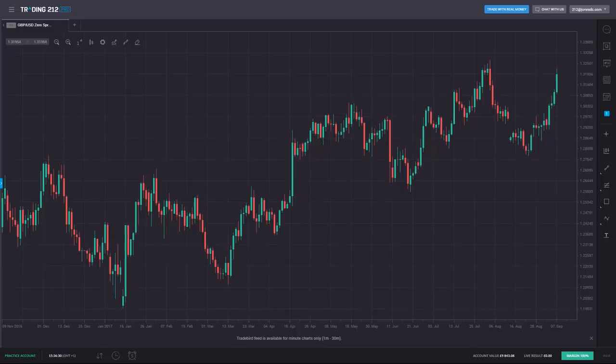So if we're looking here, in this example, pound US dollar, we can see at the beginning of 2017, so January 2017, £1 would buy you around about $1.22. At the beginning of September, the pound had risen in value, and £1 would buy you $1 and almost 32 cents. So when we're looking at Forex pairs, foreign exchange trading, we're looking at the value of one currency versus another.